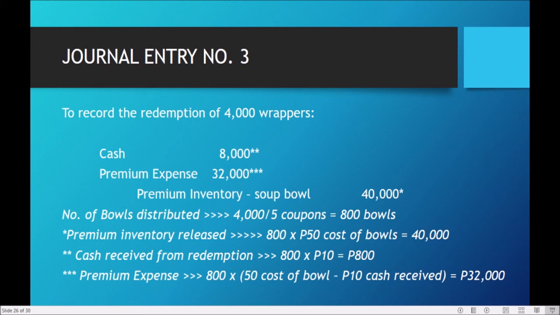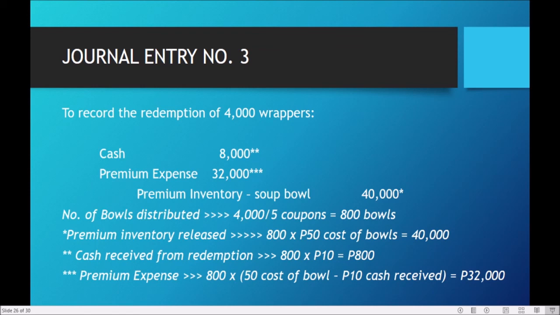Debit cash 8,000, premium expense 32,000, credit premium inventory, soup bowl 40,000. Take note that the number of soup bowls distributed will equal the number of coupons that you redeem. We redeem 4,000 coupons. For every 5 coupons, we will release 1 soup bowl.